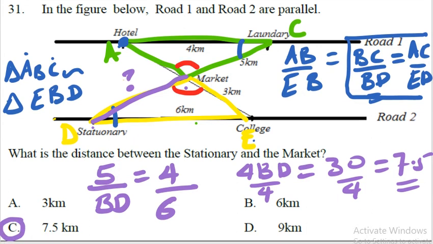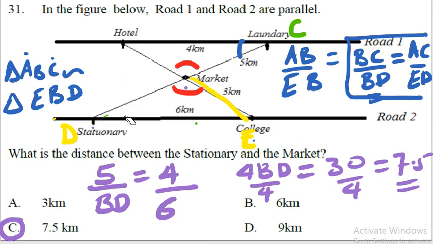Somehow, like this question, it needs vision, because if you try to calculate it in another way, it will be complicated. Try to see and try to relate to the lesson that you learned. This is all about similarity of triangles. If two triangles are similar, corresponding sides must be proportional. So you can apply that formula.